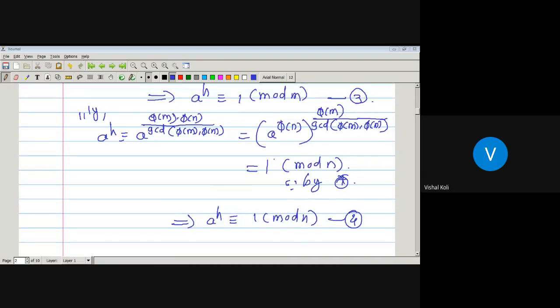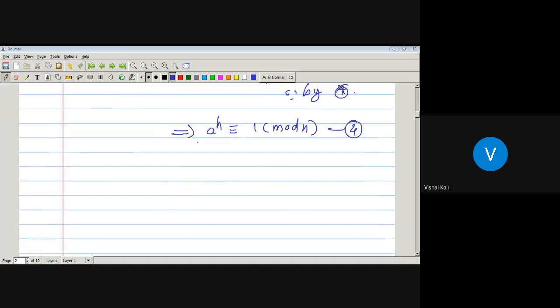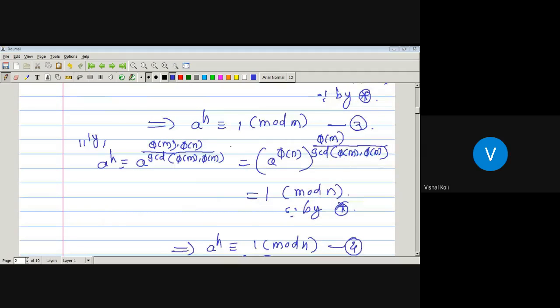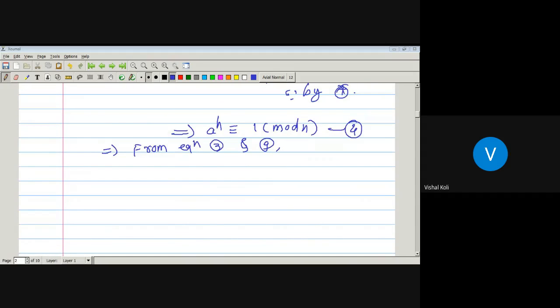Now equation 3 says that a to the power h is congruent to 1 modulo m, and equation 4 says that a to the power h is congruent to 1 modulo n. Then by the definition of congruence, a is congruent to b modulo n whenever n divides the difference of two integers a and b, which implies m divides a to the power h minus 1, and from equation 4, n divides a to the power h minus 1.